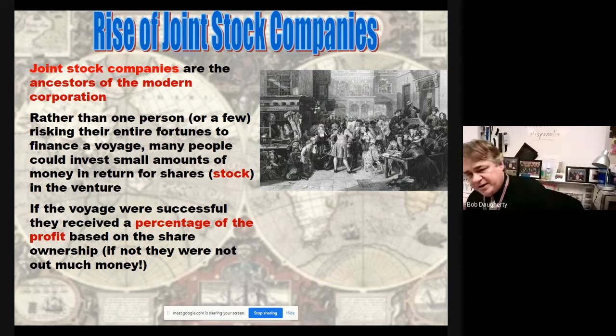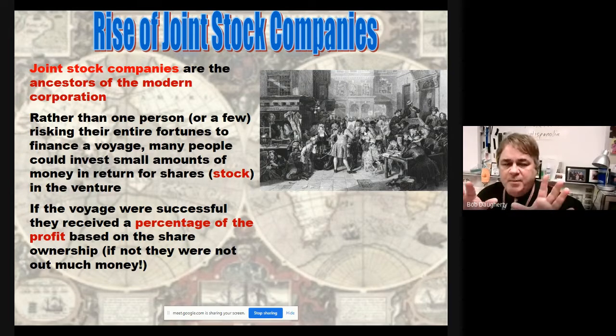On the other hand, let's say it fails. Let's say it's awful. Well, what happens then is you're not out very much money. And ultimately, y'all, these joint stock companies or corporations are going to discover something called limited liability. And the way that will work, and this is what makes corporations possible.